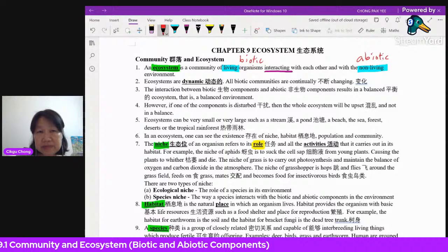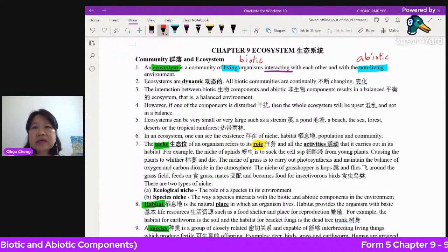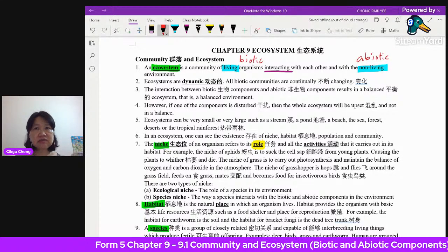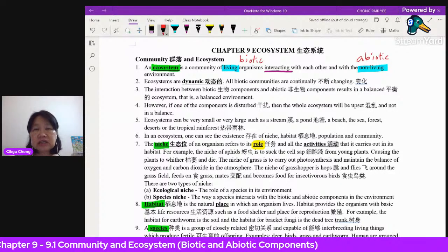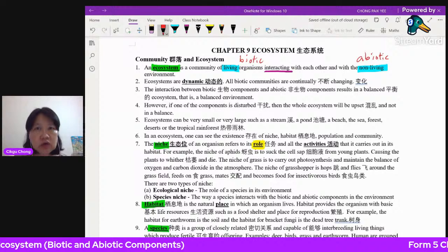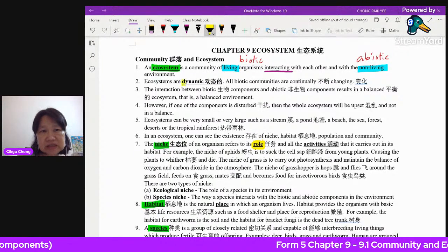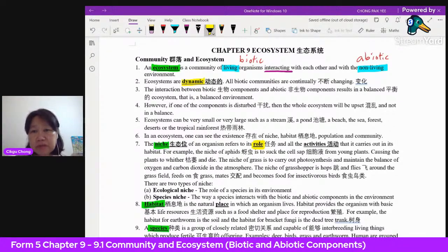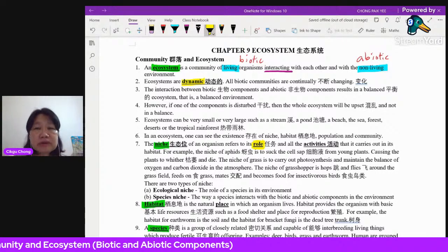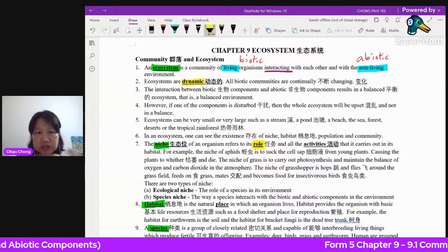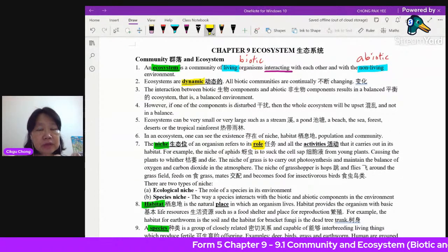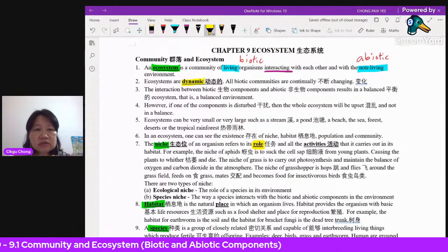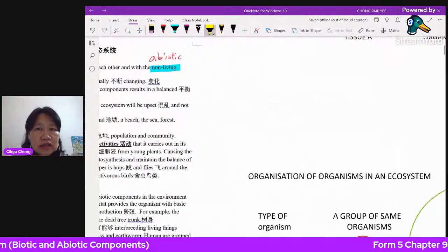Now, all ecosystems are dynamic. Dynamic means it's not static. Static means it doesn't change, it's always like that. Dynamic means it's ever-changing, not fixed. When something happens, maybe the environment changes, then the number of the population will also change accordingly. They are continuously changing. So between the biotic and abiotic components, there should be a dynamic equilibrium. Whatever changes, the other will follow suit. So there has to be a balance. When one of the components is disturbed, the whole ecosystem will be upset. Let's go back to your understanding of Form 4 first.